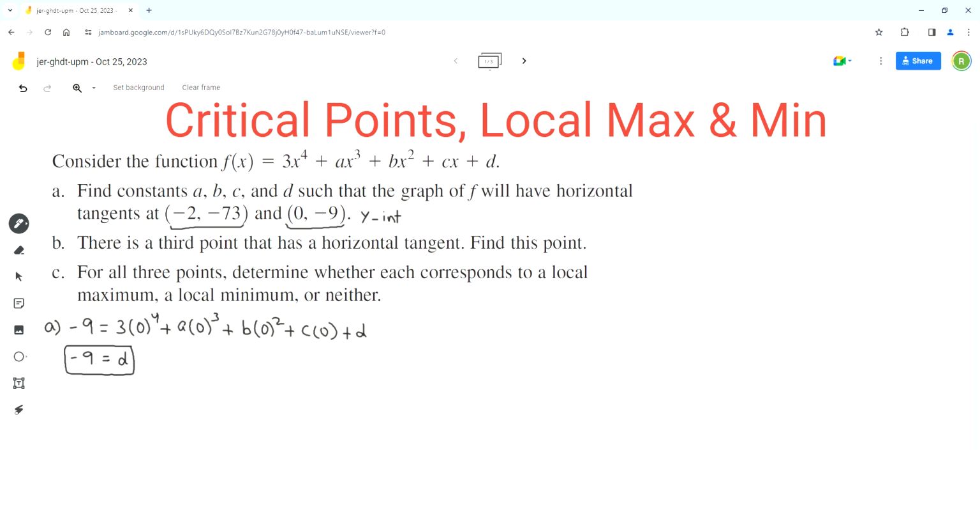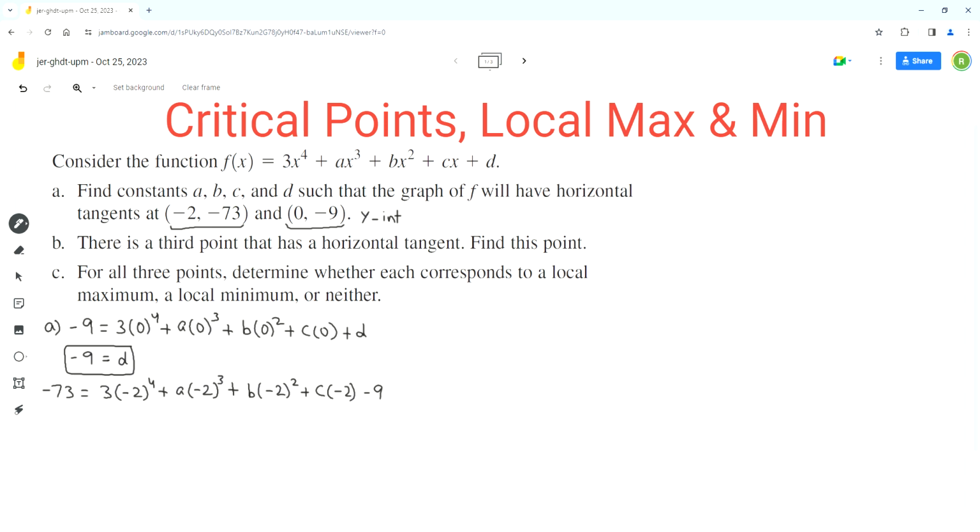Now we can sub in our second given point at which the tangent is horizontal to the function. So the point (-2, -73) also lies on this function. So we can sub in the function value as -73 and sub in x as -2. So 3 times (-2)^4 plus a times (-2)^3 plus b times (-2)^2 plus c times -2, and the d value we found to be -9.